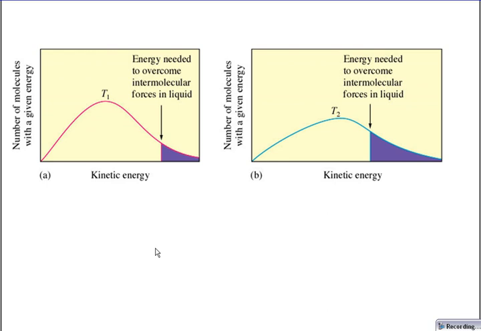These two graphs are often overlaid over one another, and you are asked to determine which has the greater temperature, temperature 1 or temperature 2. And it's all about understanding the area under the curve. The energy needed to overcome intermolecular forces is highlighted on each, but which one has the greater area under the curve would be temperature 2. So we would say that temperature 2 is greater than temperature 1 because more molecules have enough energy to overcome their intermolecular forces.